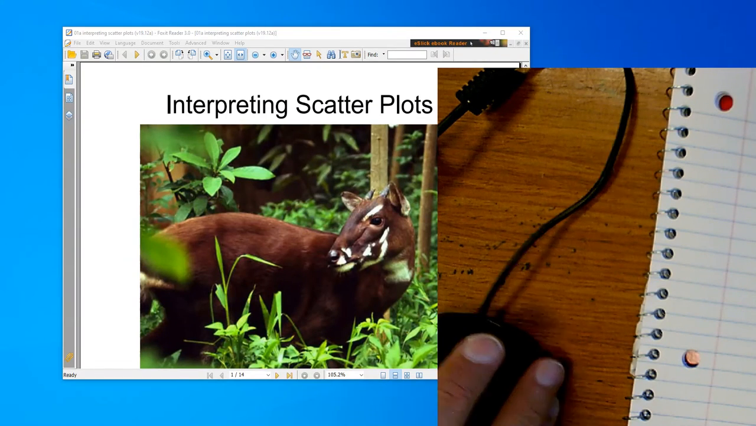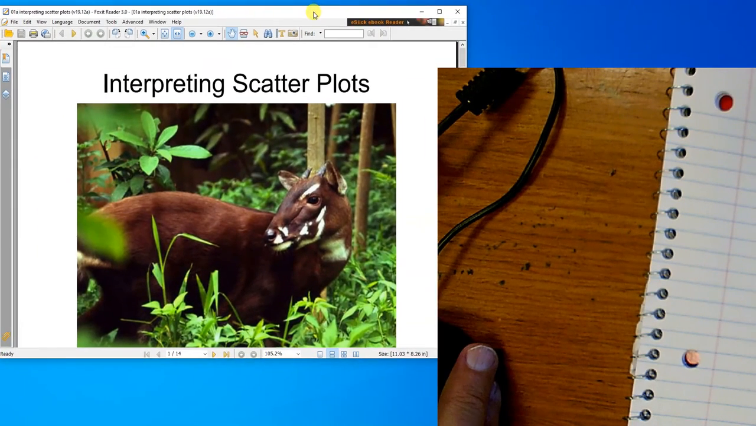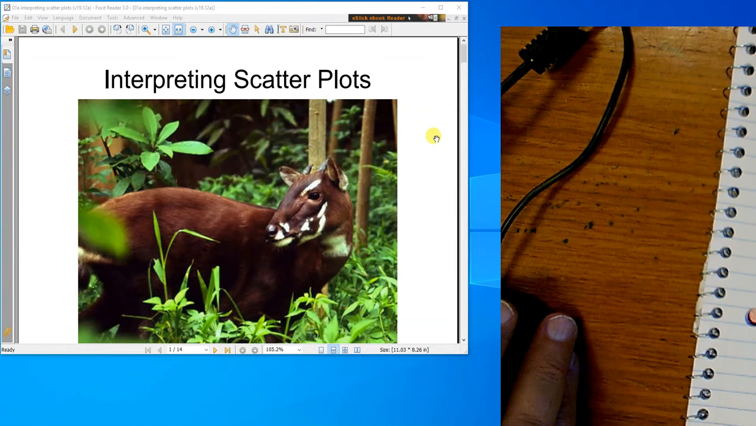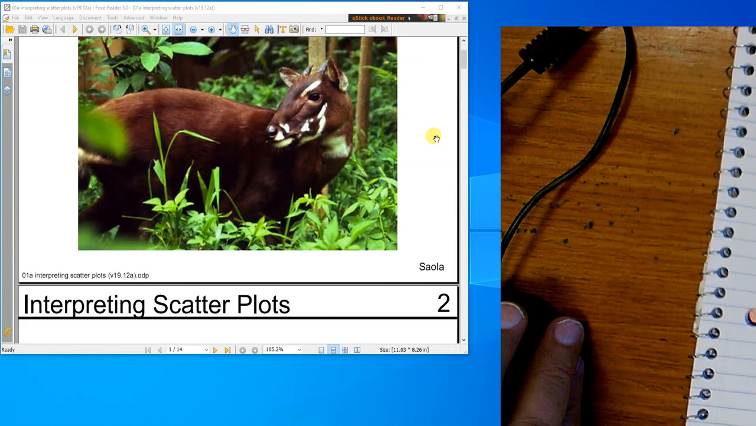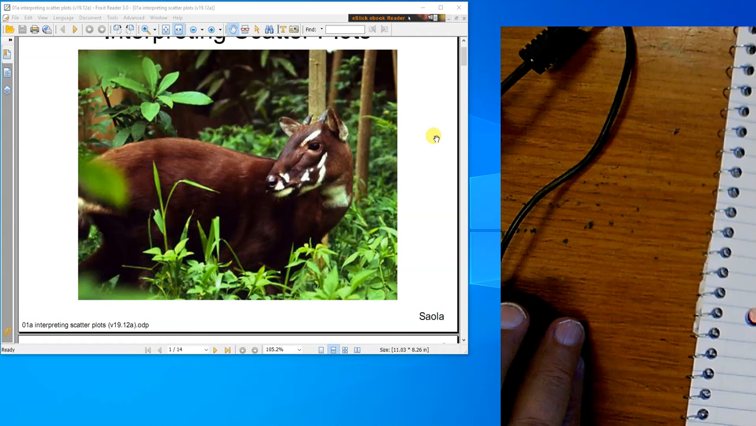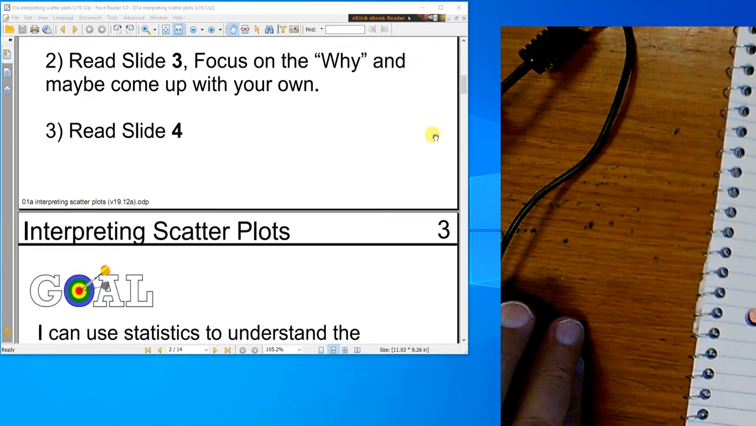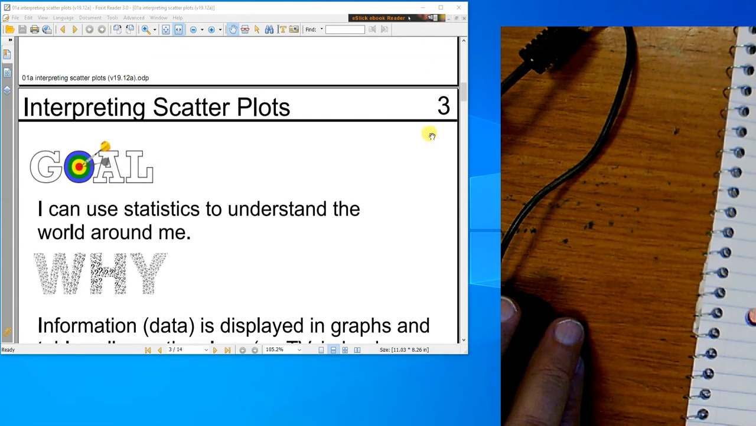Hey, this is Mr. Barr, and today we are doing interpreting scatter plots, and we get some weird looking animal there. It is a saola. I do not know what that is. Here we go, though. So our goal is I can use statistics to understand the world around me.